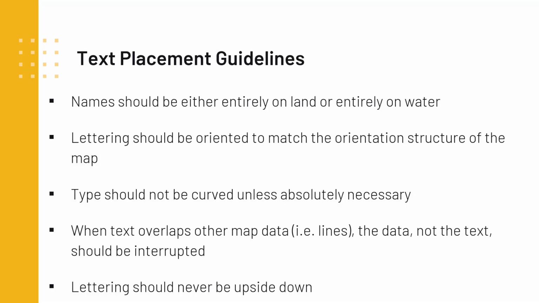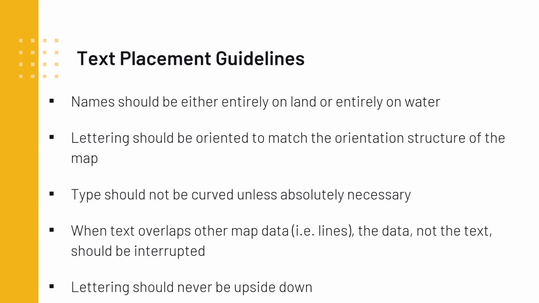When you're placing labels, they should either be entirely on land or entirely on water. They should never straddle the two. Lettering should be oriented to match the orientation of the structure you're mapping or that's shown on your map. Type should never be curved unless absolutely necessary because it makes it more difficult to read.